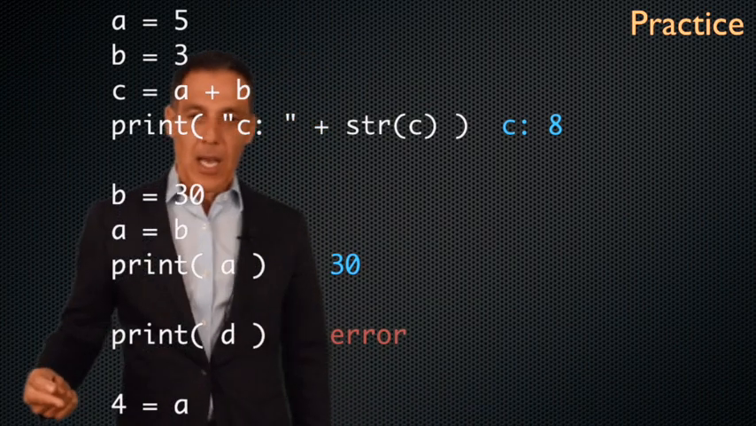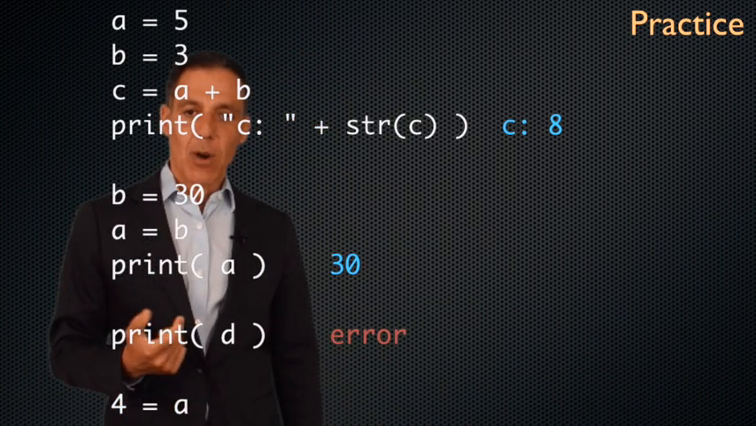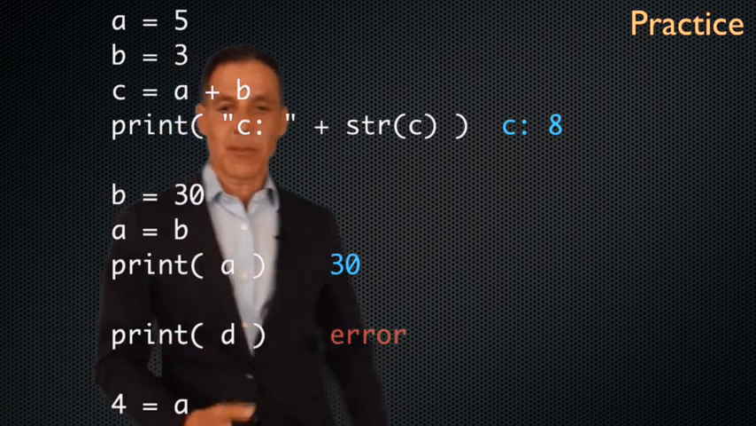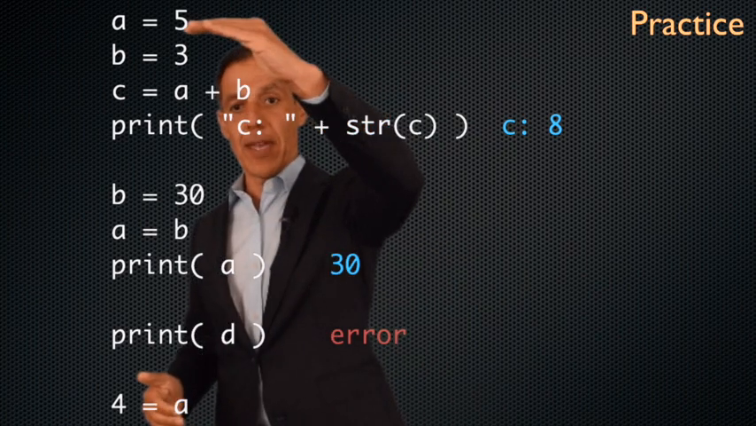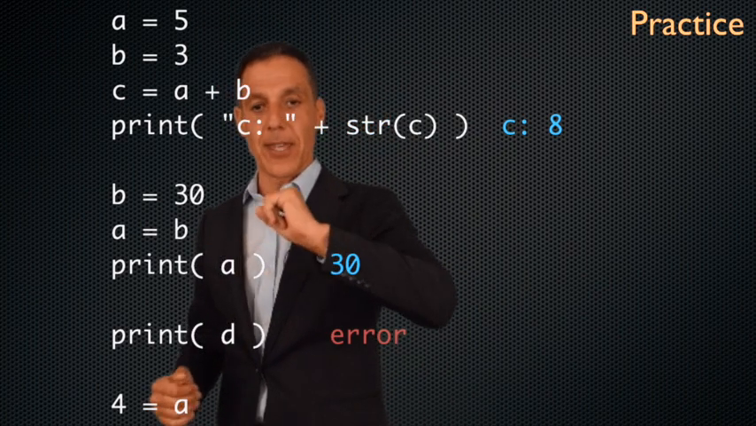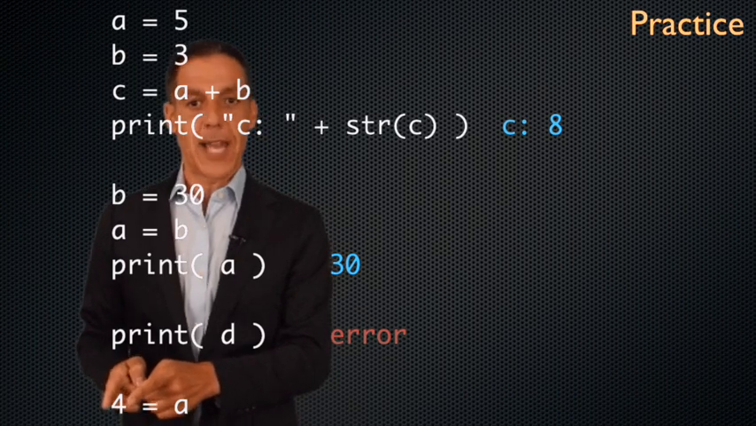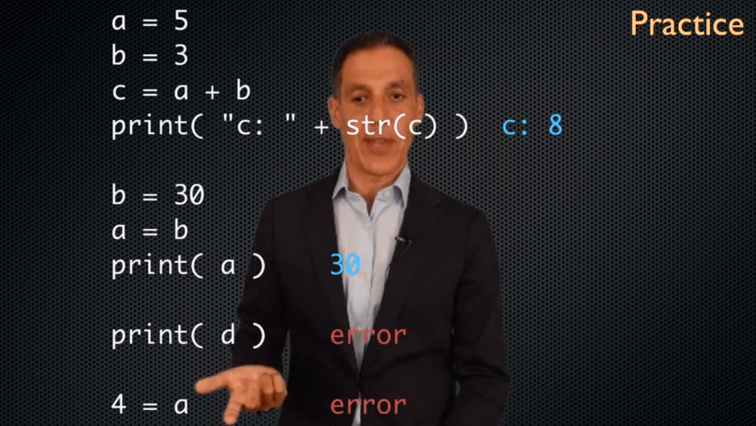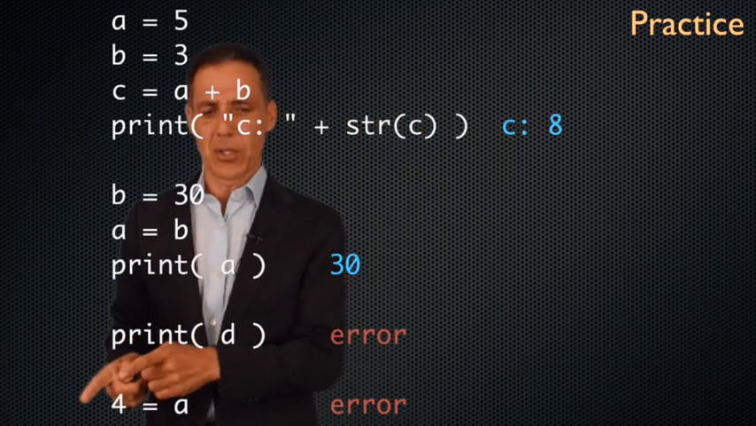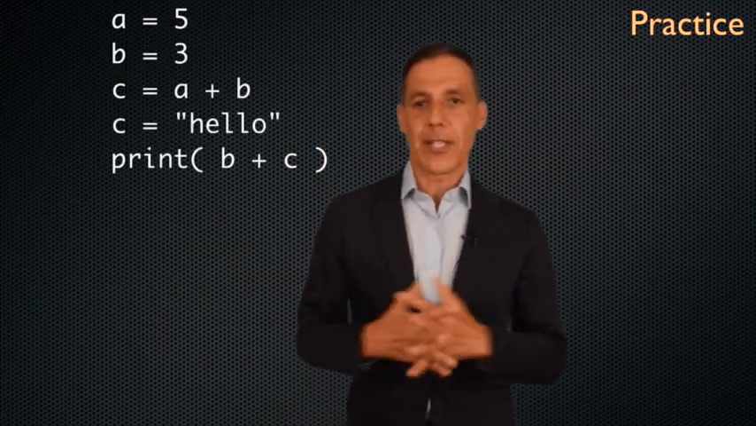Okay. One more. What happens if I say 4 is equal to A? Well, remember, on the right-hand side is something that has to evaluate or is a value. So that's fine. I have the value, let's see, 30 right there. But here has to be the name of a variable. 4 is not the name of a variable, so this will, of course, trigger a different type of error, which is I'm trying to assign a number to another number, and of course that makes no sense whatsoever.